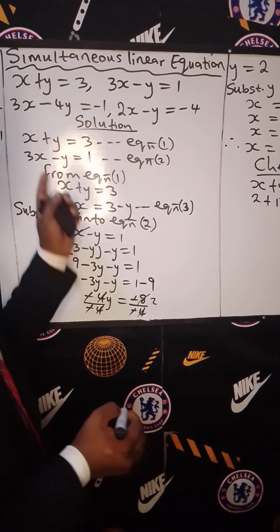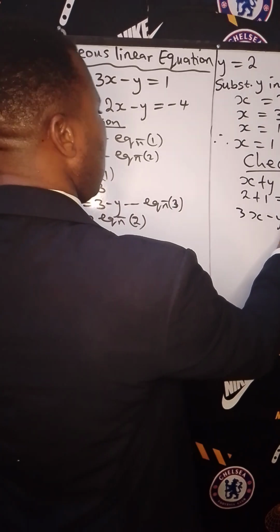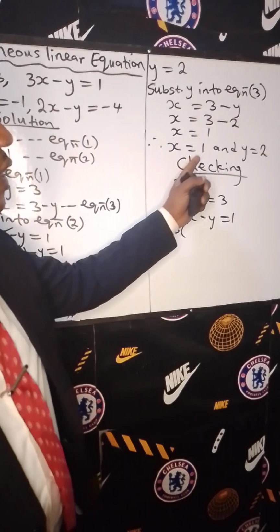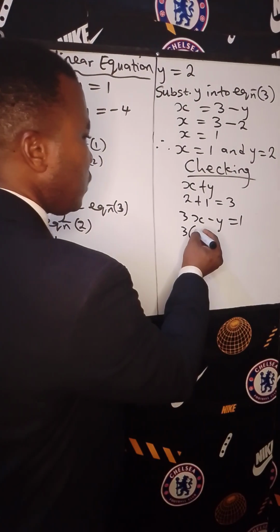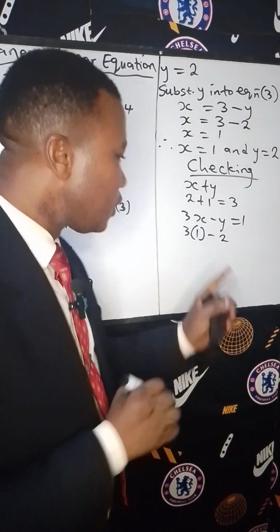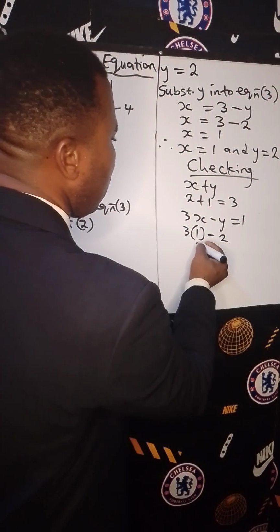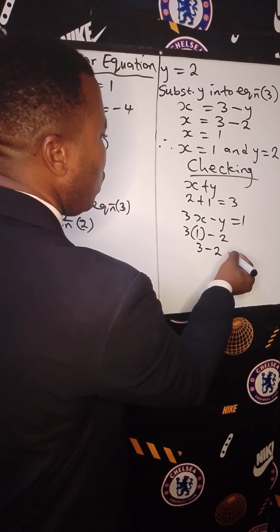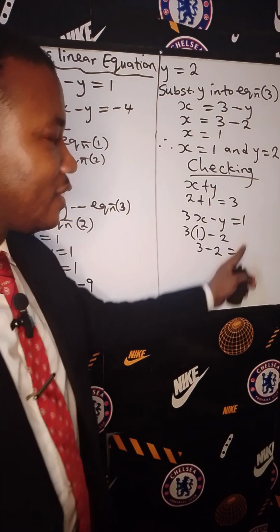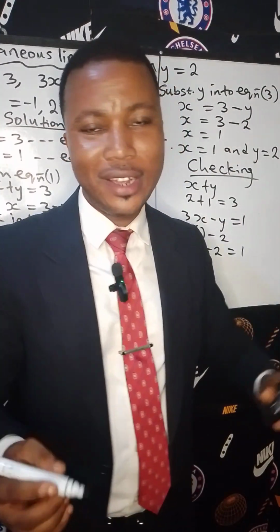Now let's also look at equation 2, which is 3x minus y is equal to 1. Let's see. This is 3 in bracket x. The value of x, remember, is 1. So here is 1 minus the value of y, which is 2. Let's see. So 3 times 1, we know, is giving us 3 minus 2, which is giving us 1. Have we seen that? Yes. So that simply means that the values of x and y are correct.